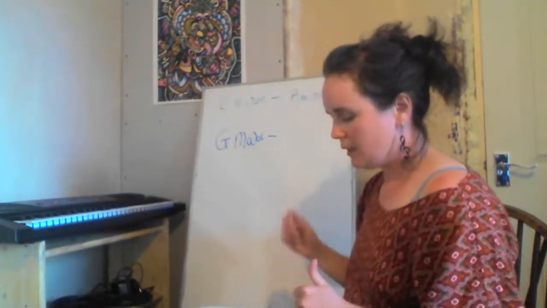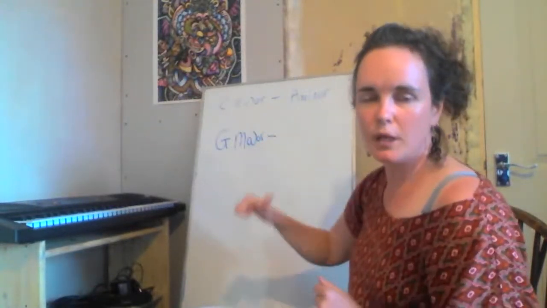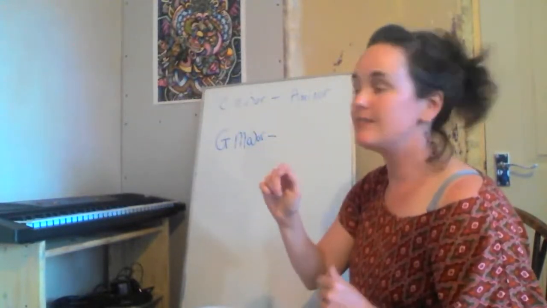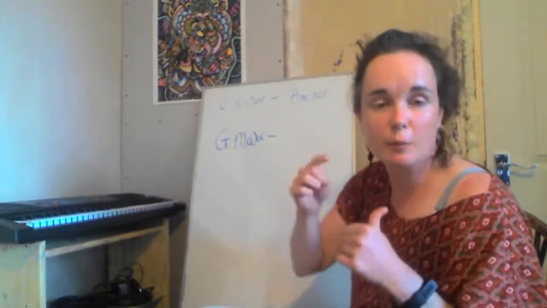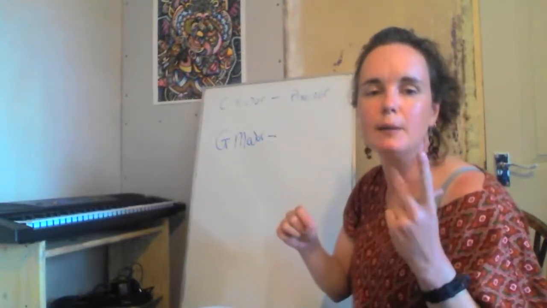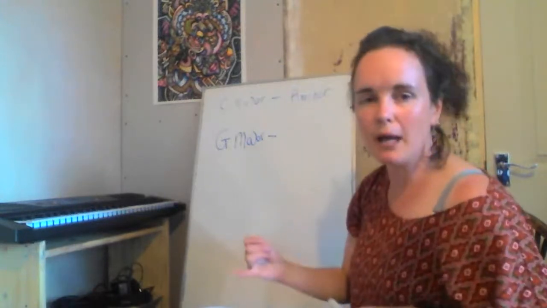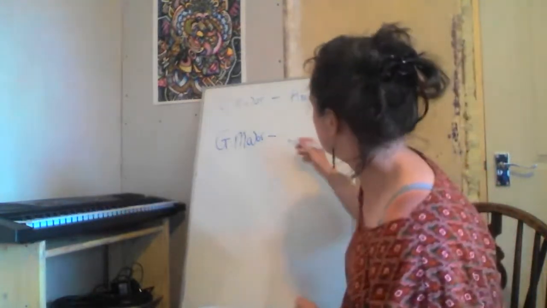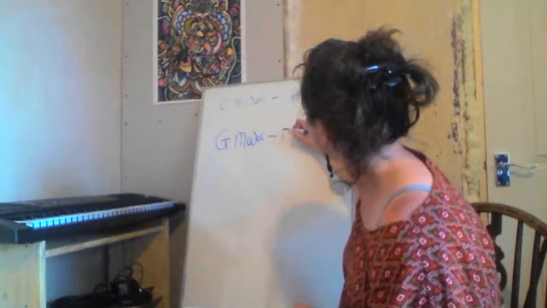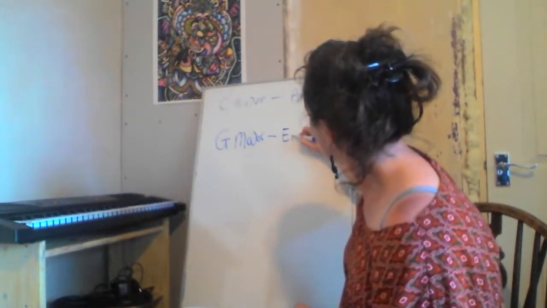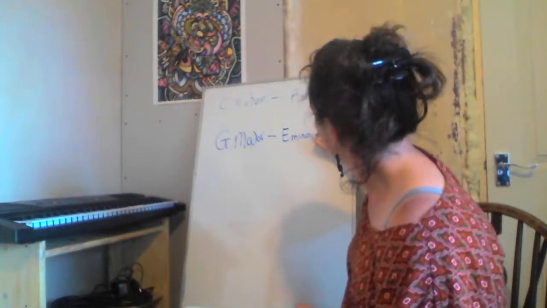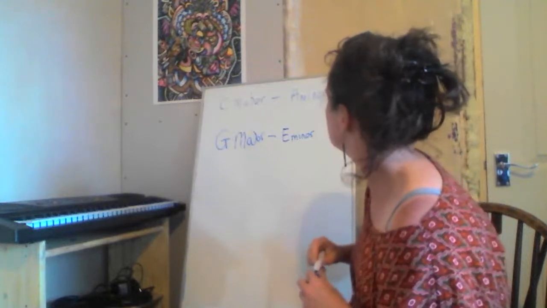So if we've got the key of G major, we go G, A, B, because after the note of G, obviously we go back to A. So G, A, B, C, D, E. So E minor is the relative key of G major. There we go. E minor, small m. G major, E minor.